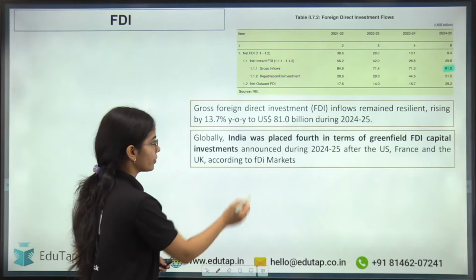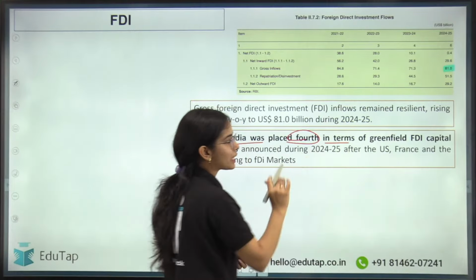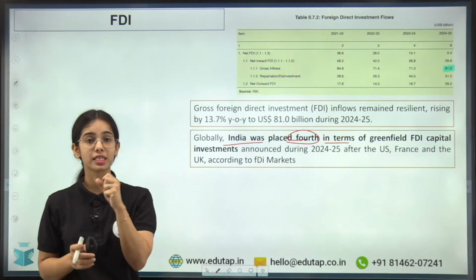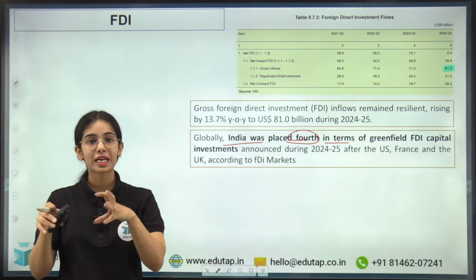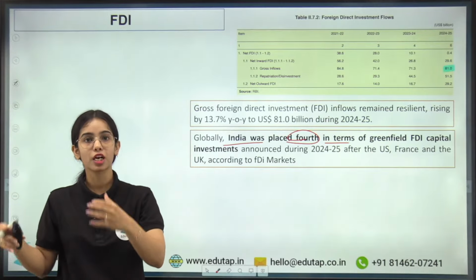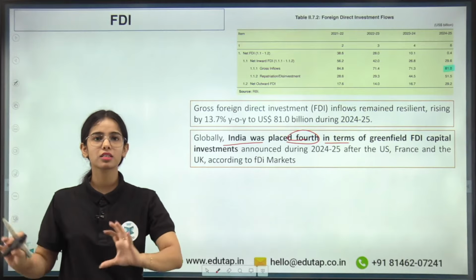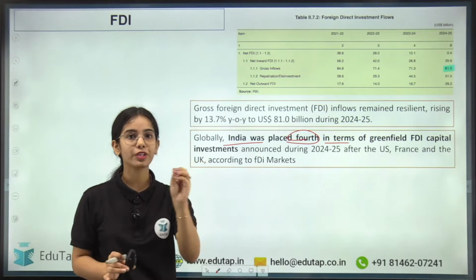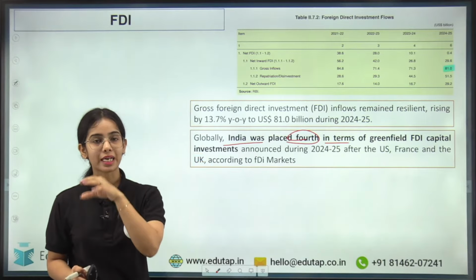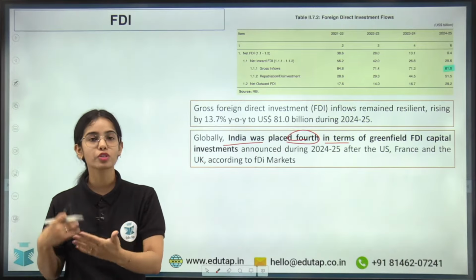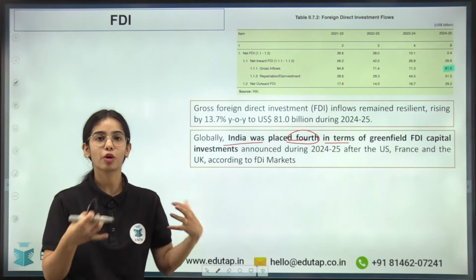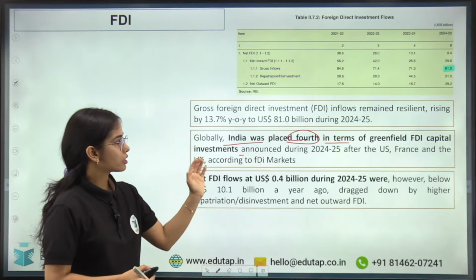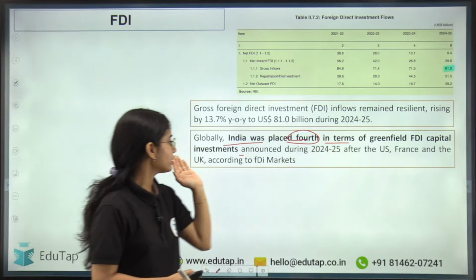Next, globally, India was placed 4th in terms of Greenfield FDI. Greenfield FDI is the new foreign direct investment coming into our country, the investment happening in new projects from the ground up, projects that are just starting in the country, for opening up stores, subsidiaries, and branches from the very basics. India is 4th after the US, France and UK.